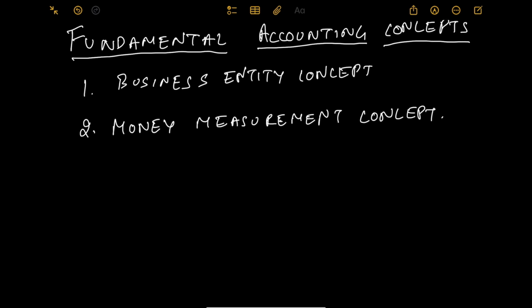Next, we will discuss the third concept, that is the going concern concept.